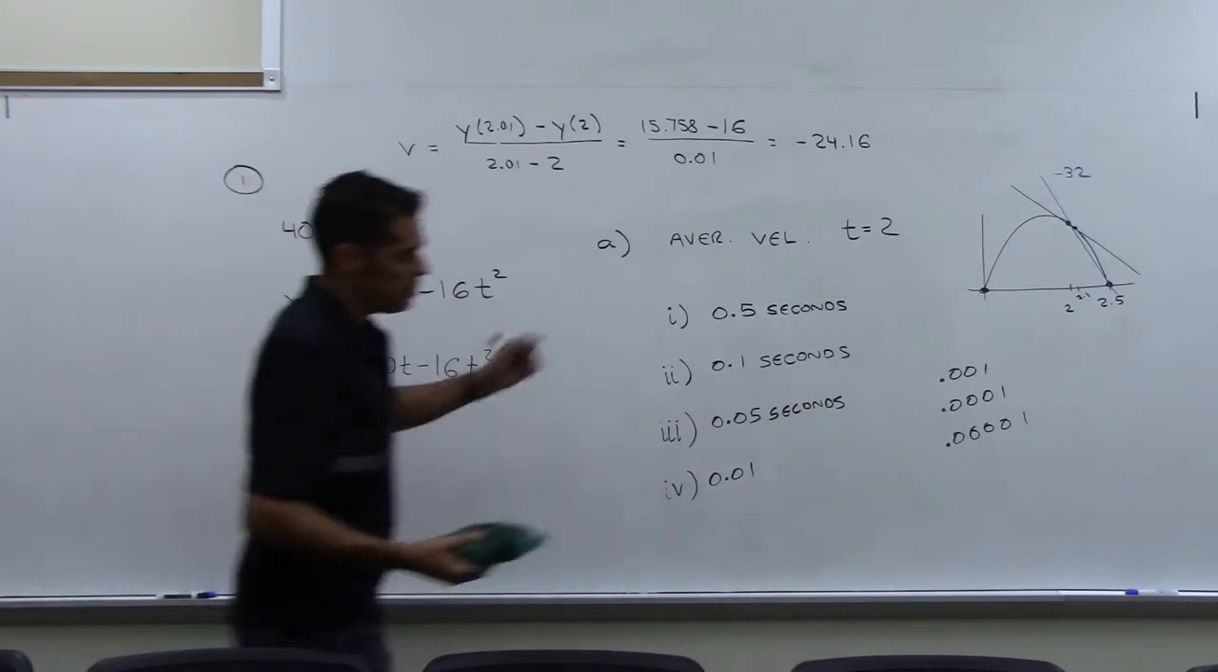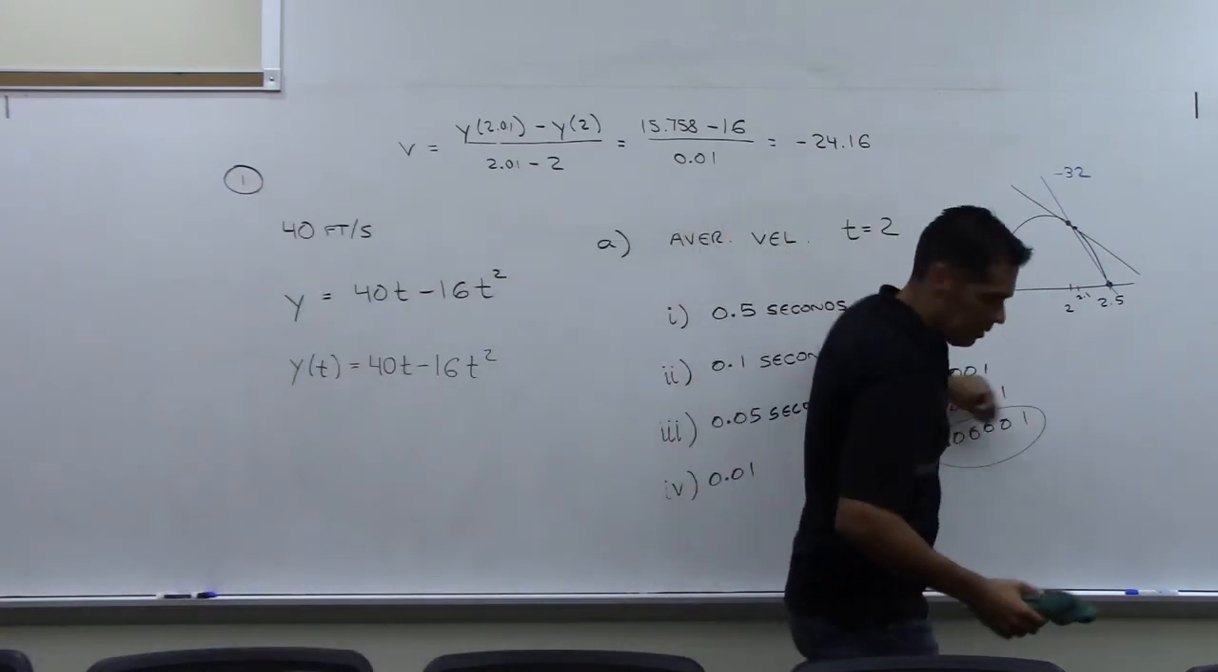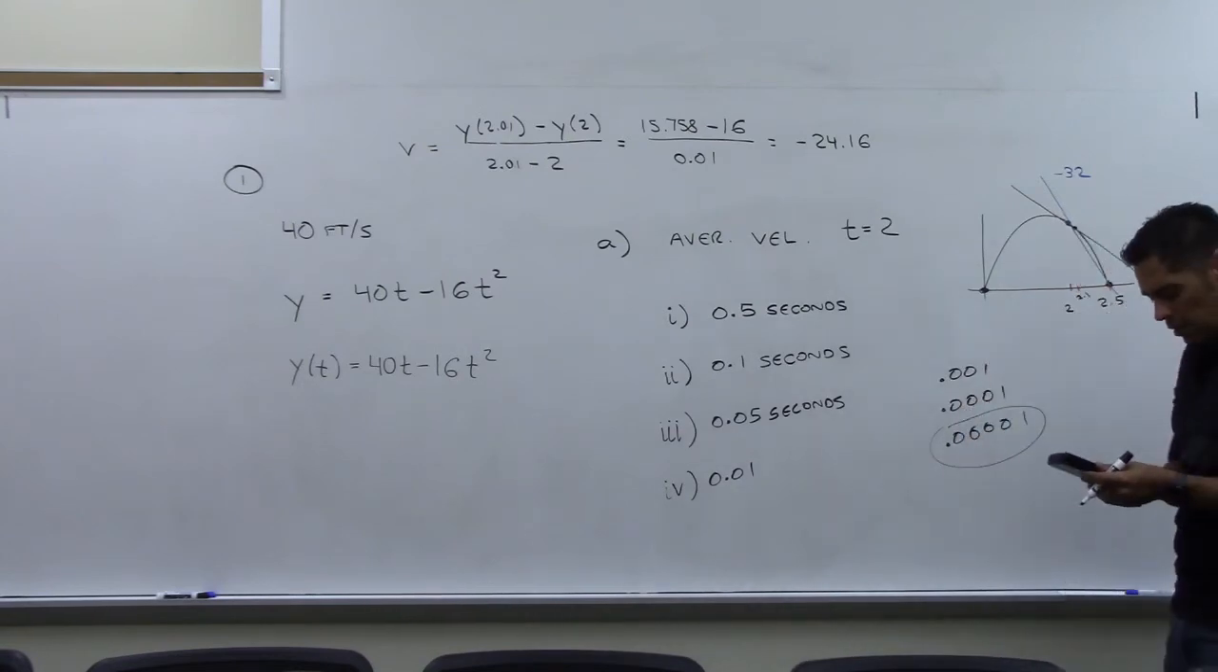Now, I think I'm going to do this one just so you can get an idea here. I'm going to do this one on my calculator real quick. 40 times 2.1.